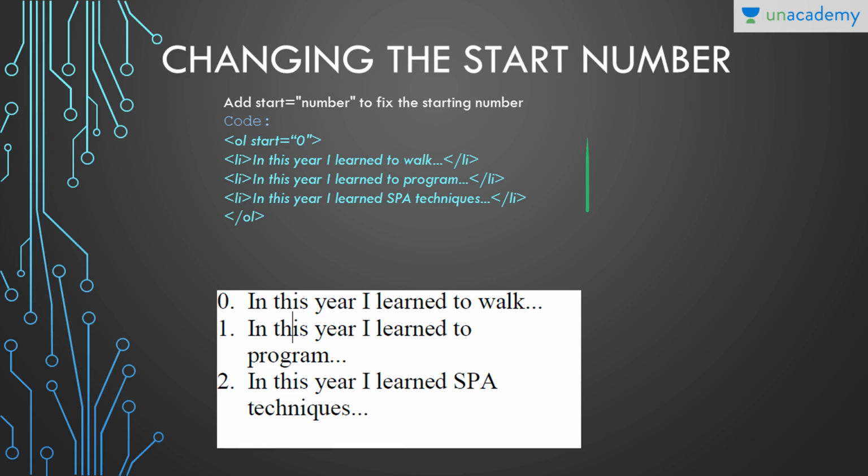So let's say if I want to start my list with 20, I'll be using the ordered list start attribute, and after that I will write 20 in quotation marks, so that the list will start with 20, 21, 22 and so on. In this way we can use the start attribute in our list.